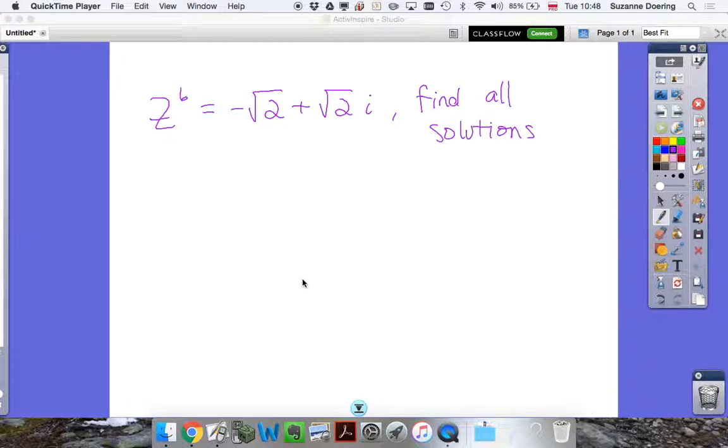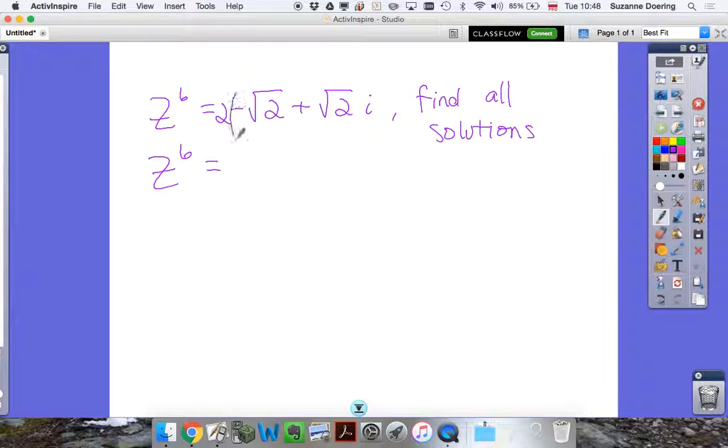This is an example of how we can use de Moivre's theorem to find the roots of complex numbers. So we have the equation z to the 6th equals negative root 2 plus root 2 i. First thing I'm going to do is turn the right-hand side into polar form, since that will be easier to use our theorem with. And the modulus of this guy is 2, because I can see that it's 2 times the unit circle vector.